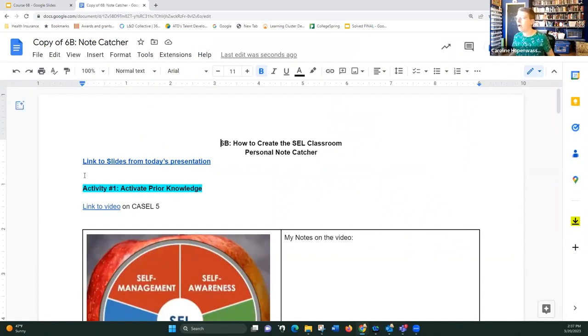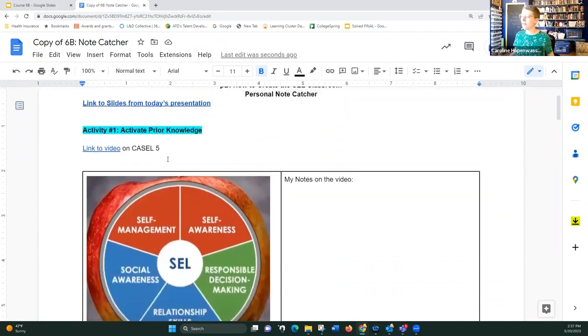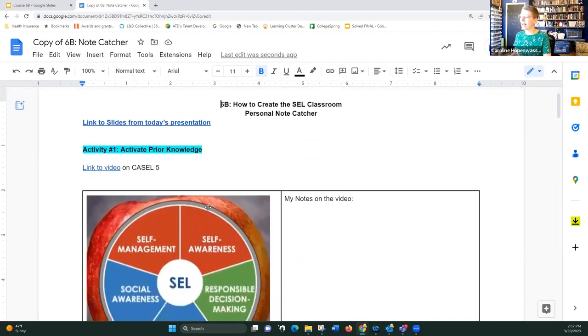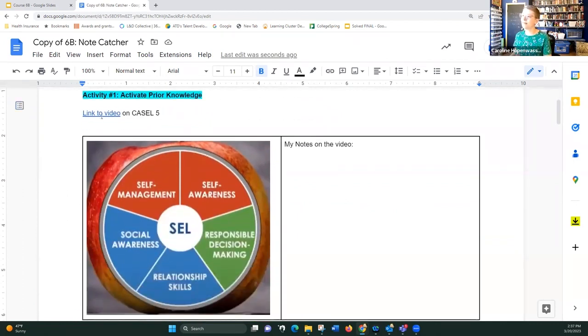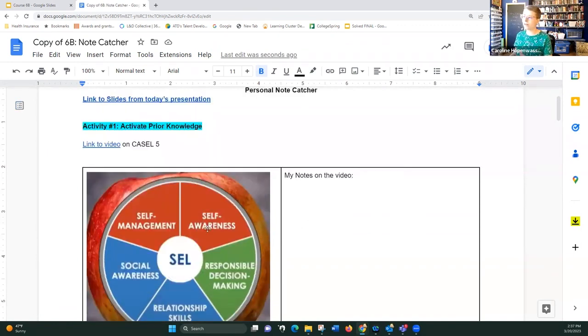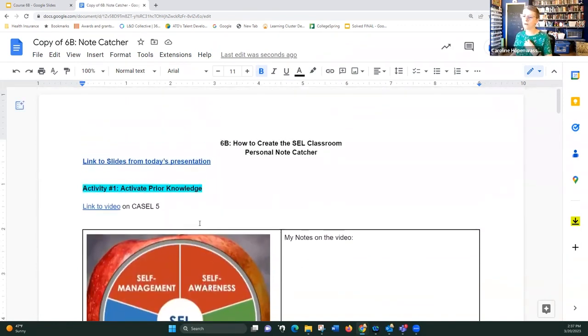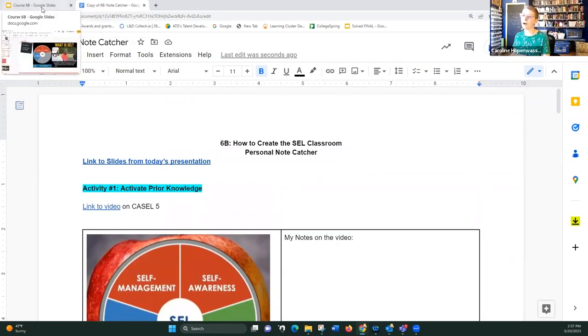Very cool. All right, so in your note catcher, you're going to have a link at the top to slides from today's presentation. It will also take you through the different activities we're going to do with important links. You can choose to use this to take notes throughout or not. It's your choice, but everything we're going to do is going to be collected here so that you have access to it easily afterwards. So take a moment and open that.